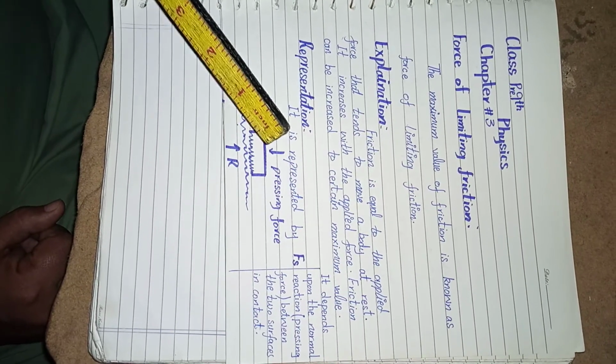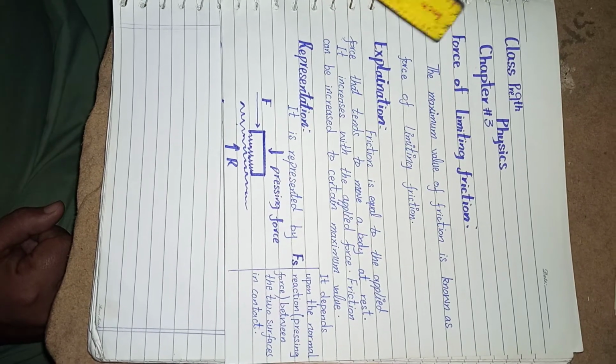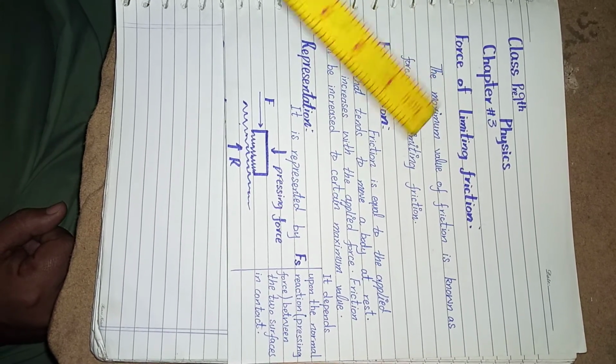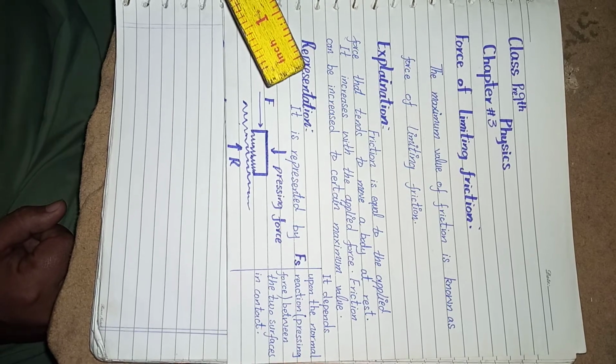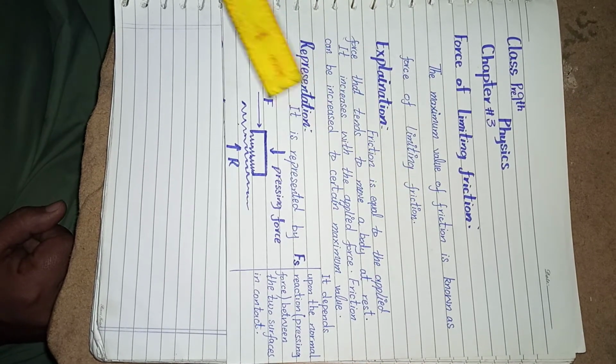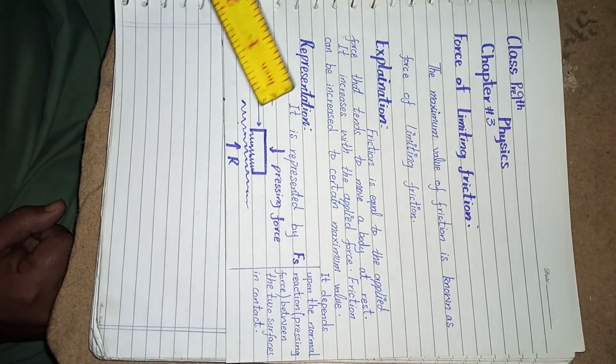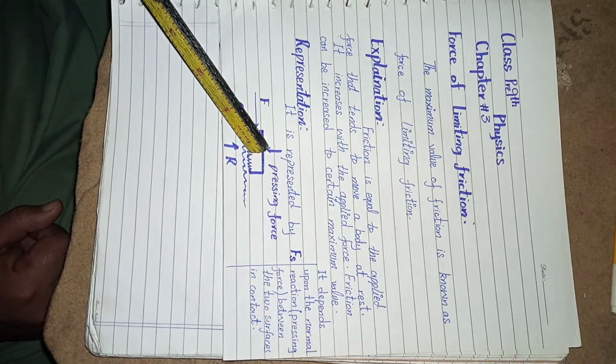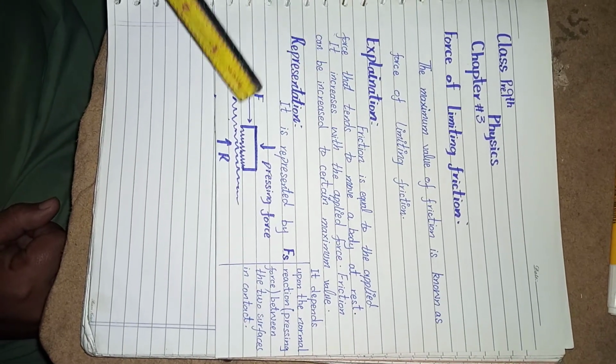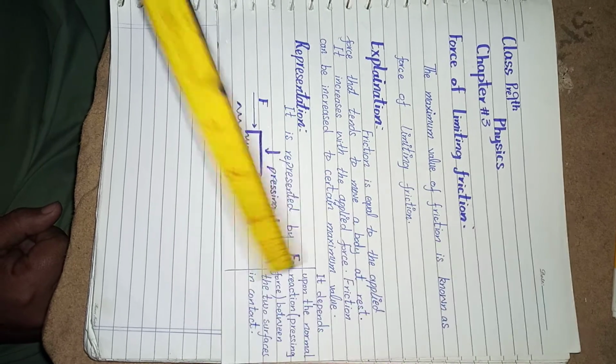So that maximum value of friction is called basically the force of limiting friction. The maximum value of friction is called the force of limiting friction, which is represented by Fs.